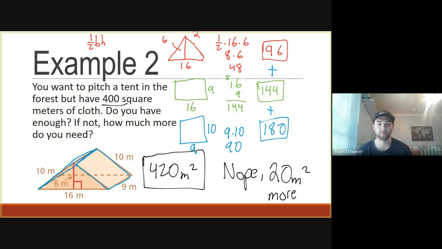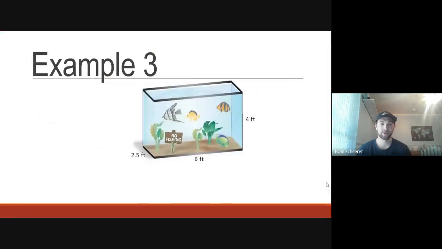Make sure you put meters squared because it's talking about area. It's not just talking about cloth. You need this much more area covered. All right, good job with that one, hopefully. Now we're on to the third one.